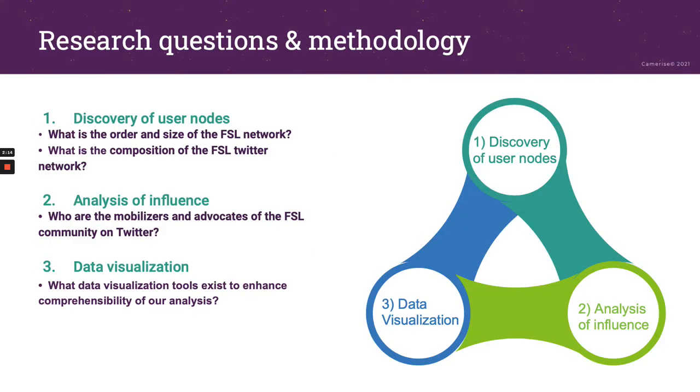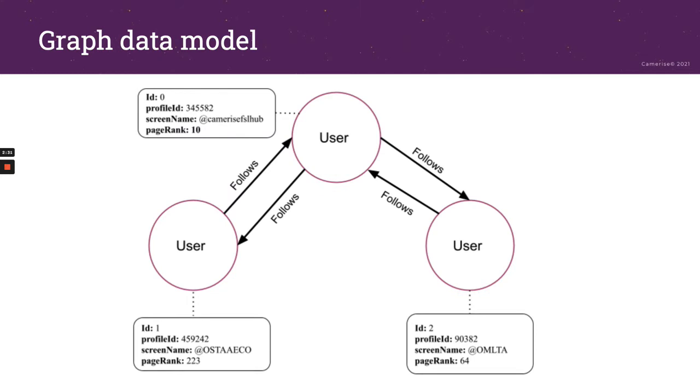Here's an overview of our methodology and some of the research questions that we answered. As you can see, the questions are organized around the discovery of user nodes, analysis of influence, and data visualization. So let's jump right into it. A brief primer on the graph data model. The model for this application is rather simple. We can construct the network using nodes which represent a user profile, could be an individual or an institution, and we source this profile along with its attributes from Twitter. We then have edges that represent a follow relationship between nodes.